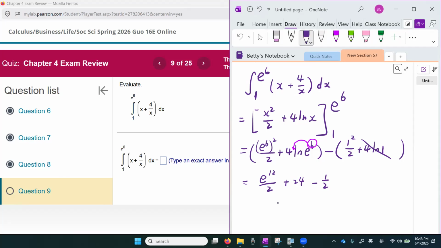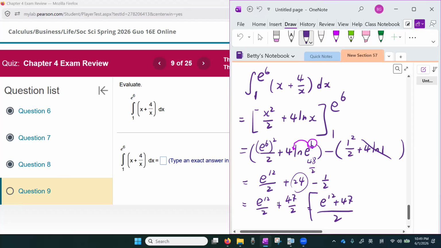Type an exact answer. So we can have e to the power 12 over 2. 24 is 48 over 2. 48 over 2 minus 1 over 2. So 48 minus 1, 47, 47 over 2. E to the power 12 plus 47 all over 2.